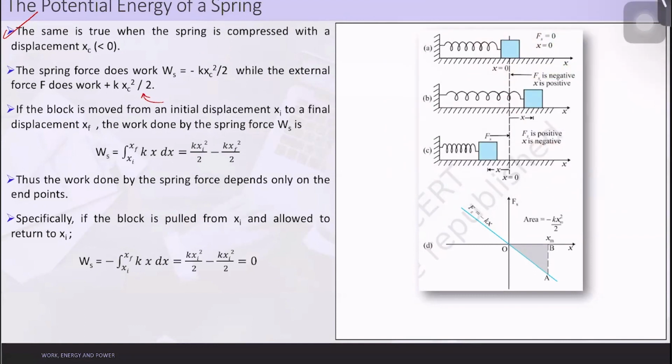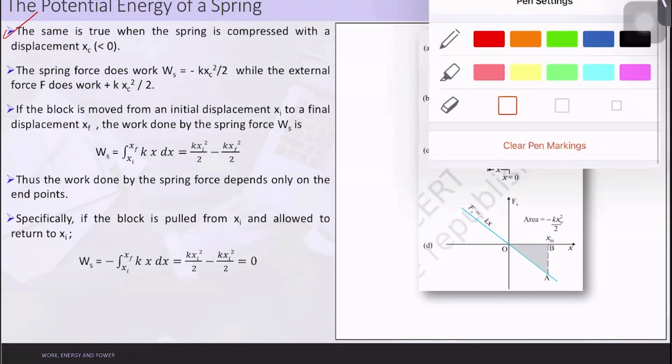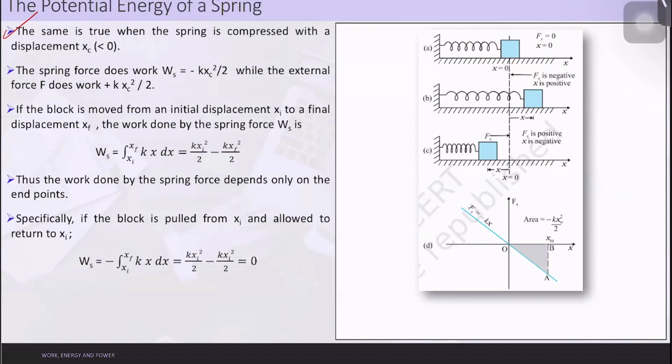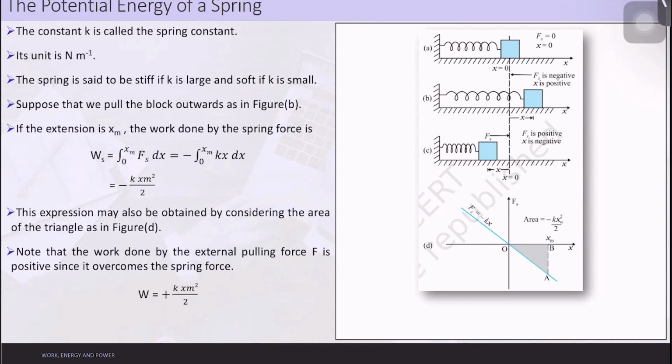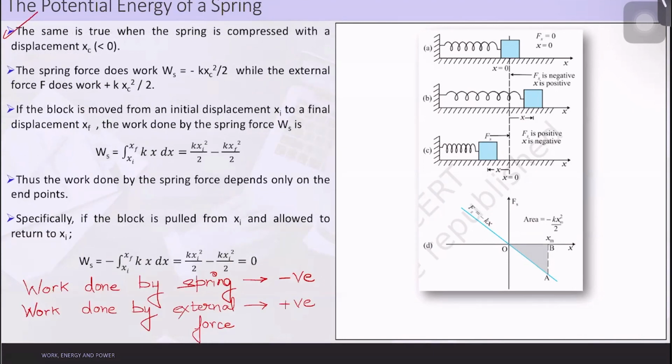You can even remember this: the work done by the spring is negative and the work done by the external force is positive. So I can even write it here. Work done by spring is negative and work done by external force is positive. Why? Since it overcomes the spring force. So this thing is also explained.